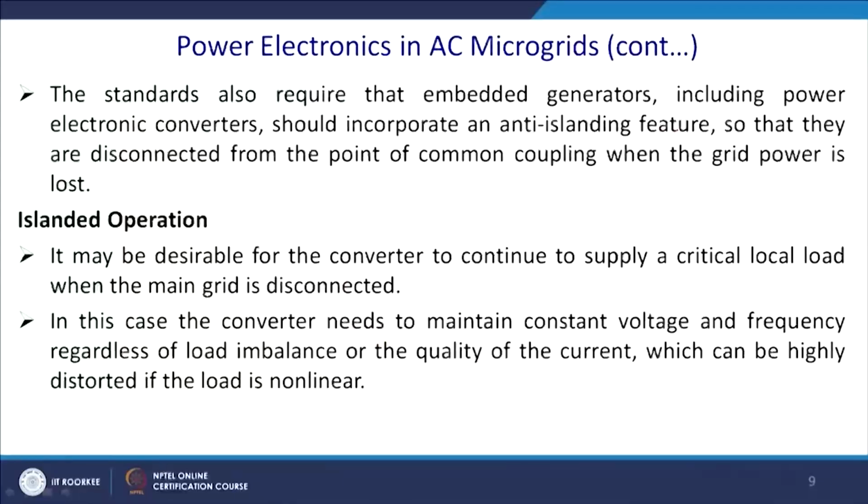The standard also requires that the embedded generator, including the power electronics converter, should have islanding features. Due to some reason, if the grid is not operating, it can feed the local load, so that they are disconnected from the point of common coupling when grid power is lost or has been switched off for any reason. So, what does islanding operation do? It may be desirable for the converter to continue to supply the critical load when the main grid is disconnected. Then it will go to the islanding mode of operation, it will cut the non-critical load and only feed the critical load.